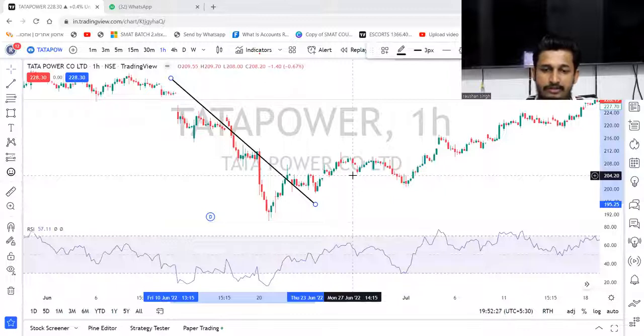So what if we use some kind of scanner, where I'll ask the scanner to give me the stock names where RSI is below 50? I might be getting those stocks which are about to give me a breakout, or which have given me the breakout, right?